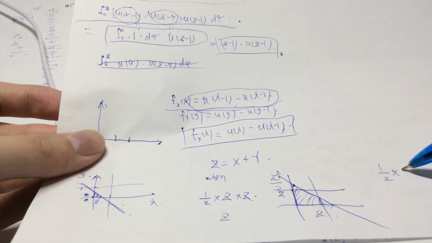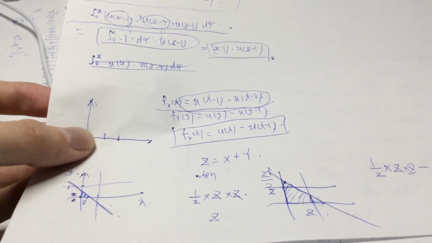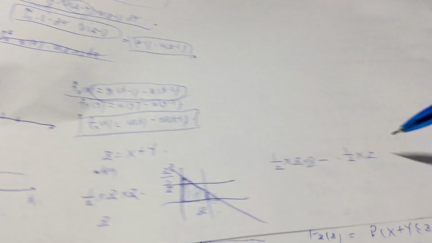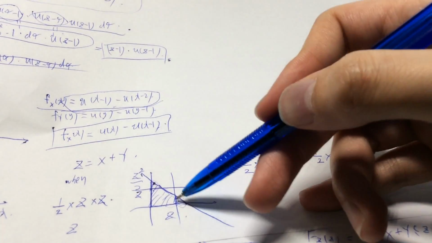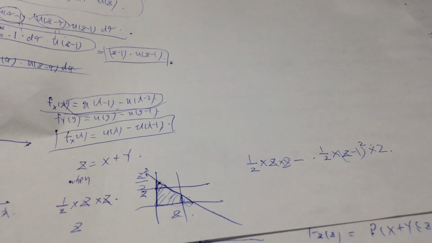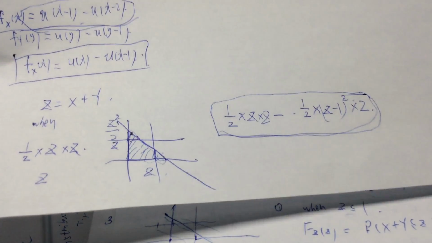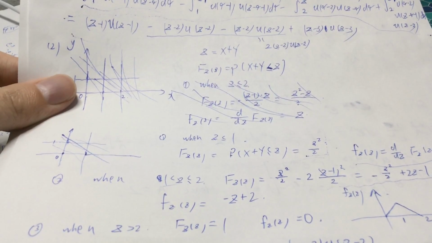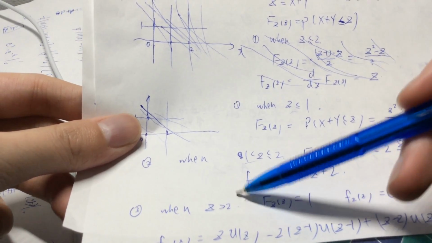So the consequence is 1/2 times z times z minus these 2 areas. It equals z minus 1 square, and it has two areas, so we times 2. So this is the final consequence, and the consequence is here. Then we derive the joint density function as this.